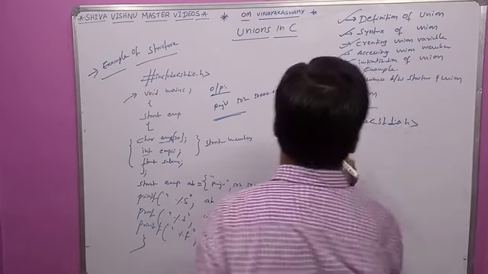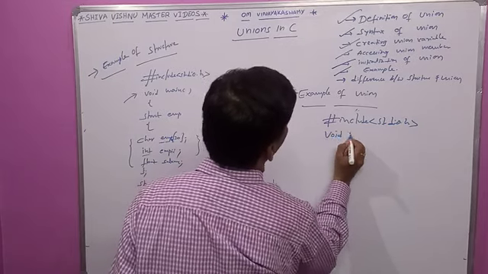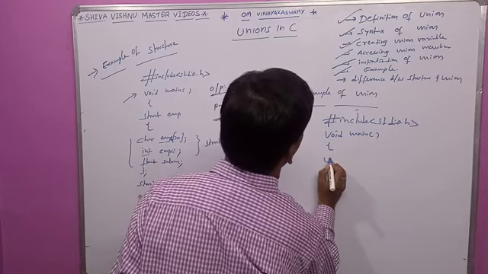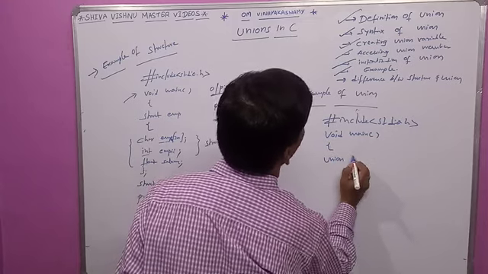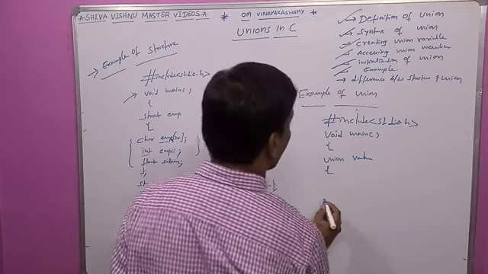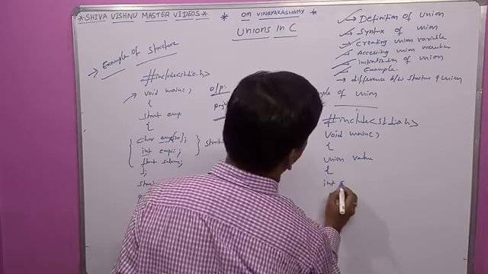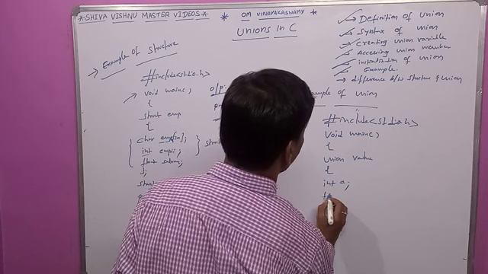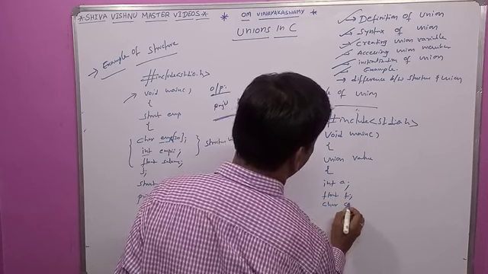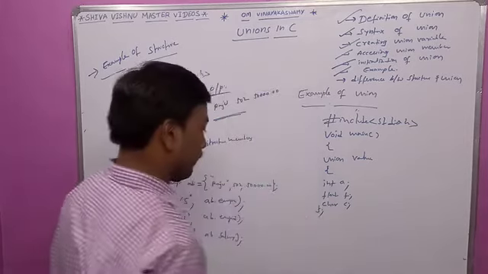Previously you saw the example. Now, hash include stdio.h, void main, open brace, union name is value, open brace, int i semicolon, float f semicolon, char c semicolon, close brace, semicolon.